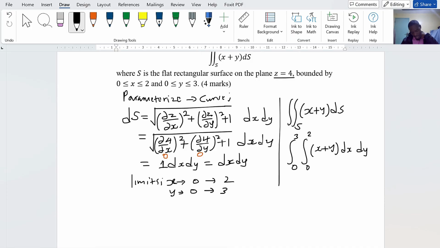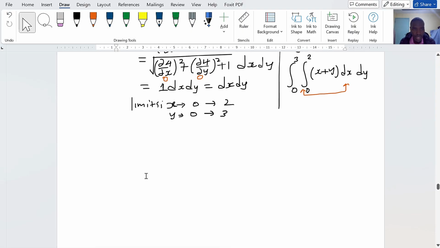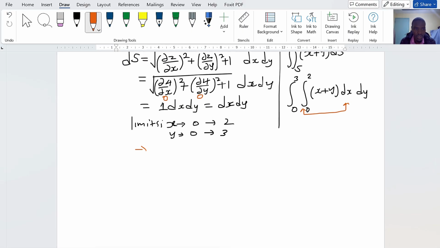Good. So the first thing, we are going to integrate with respect to the inner one first. We are going to work out this. And then we come to the outer one. So we are going to integrate with respect to x. So first, let's integrate with respect to x, the inside one. Then we'll finish with the outer one.